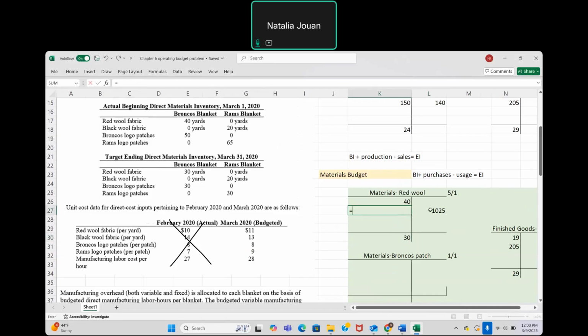Okay, so 1,025 plus 30 minus 40. I probably messed up the formula. Let's change it here. Yeah. It's B plus. There we go. So yeah, we can buy 10 units less than what we're going to be using. Okay, so purchases, usage.